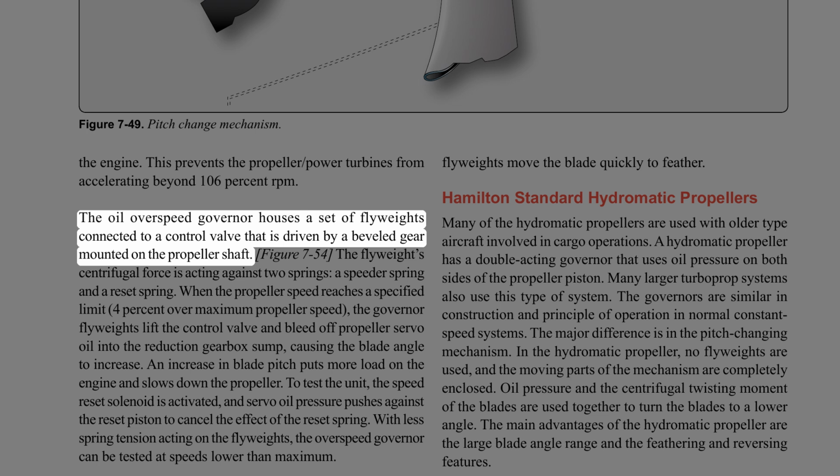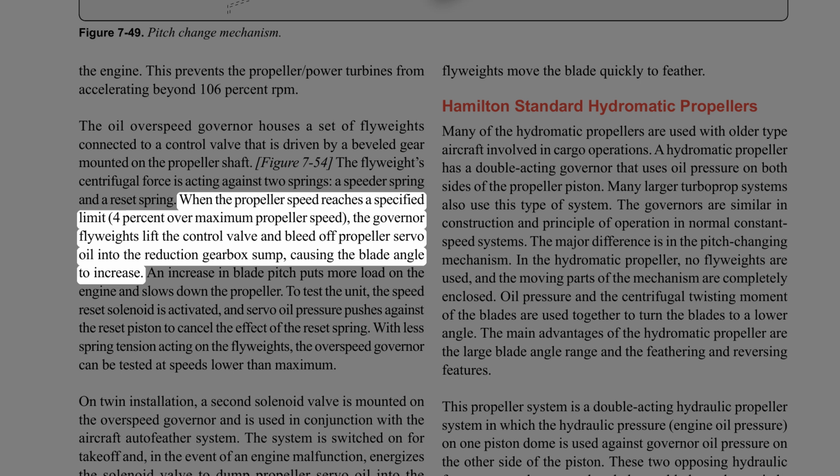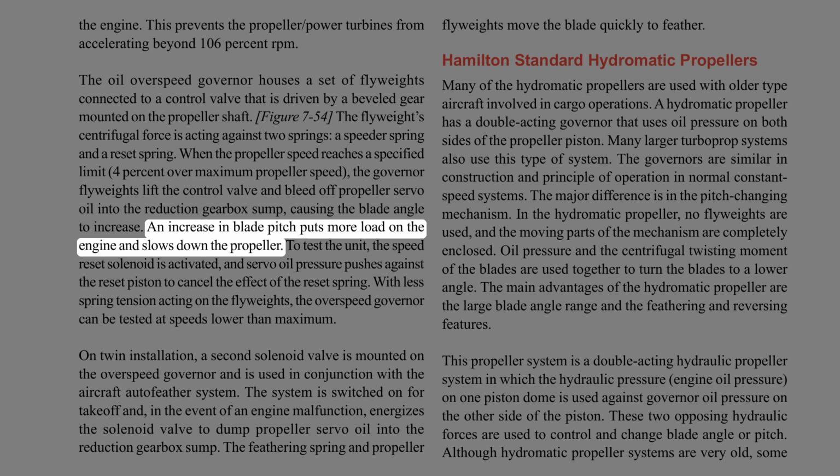The oil overspeed governor houses a set of flyweights connected to a control valve that is driven by a beveled gear mounted on the propeller shaft. The flyweight's centrifugal force is acting against two springs, a speeder spring and a reset spring. When the propeller speed reaches a specified limit, 4% over maximum propeller speed, the governor flyweights lift the control valve and bleed off propeller servo oil into the reduction gearbox sump, causing the blade angle to increase. An increase in blade pitch puts more load on the engine and slows down the propeller.